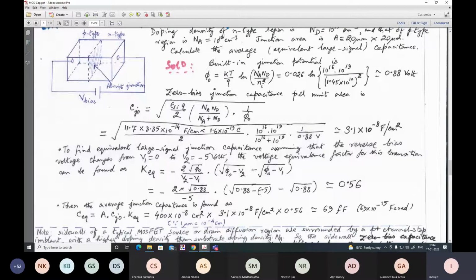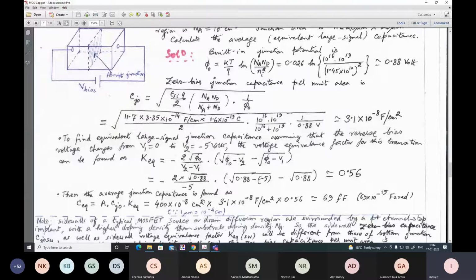Hence this conversion is required because CJ0 has the dimension farad per centimeter square. So convert this micrometer to centimeter, and hence we are getting this value for the average junction capacitance, that is 69 femtofarad, and 1 femtofarad equals 10 to the power minus 15 farad.